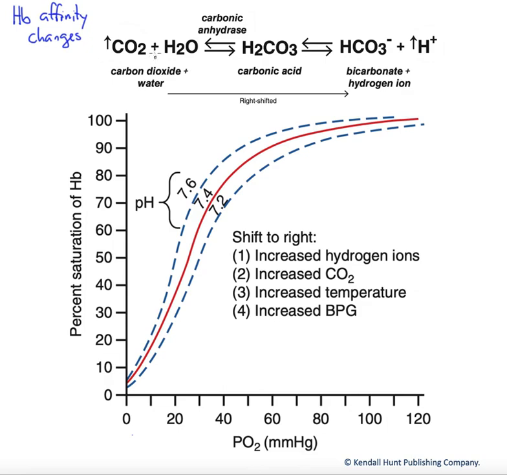And what it shows is that tissue carbon dioxide production, a byproduct of aerobic respiration through the Krebs cycle, as it increases, it combines with water in a reaction catalyzed by the enzyme carbonic anhydrase inside red blood cells. This produces carbonic acid, which rapidly dissociates into a free bicarbonate ion and a free proton.